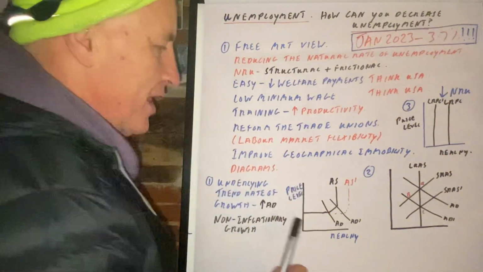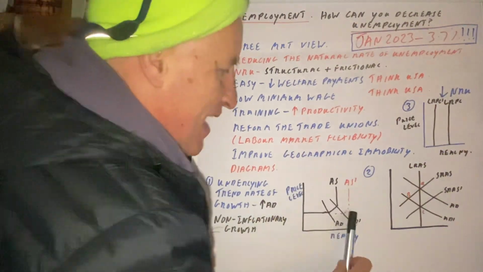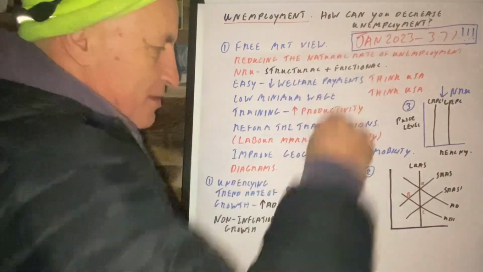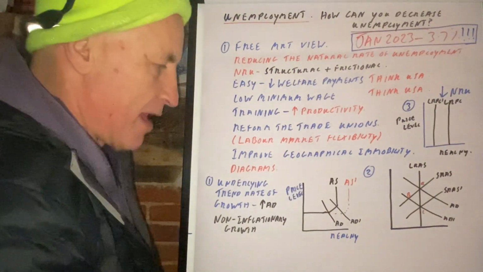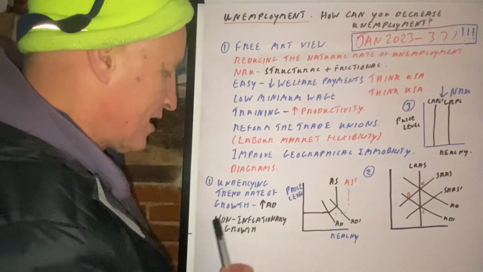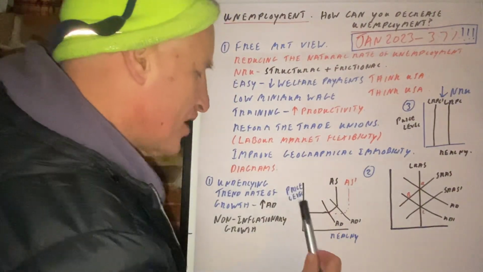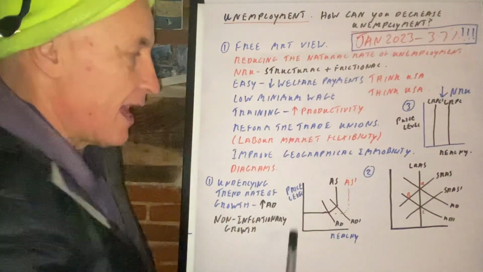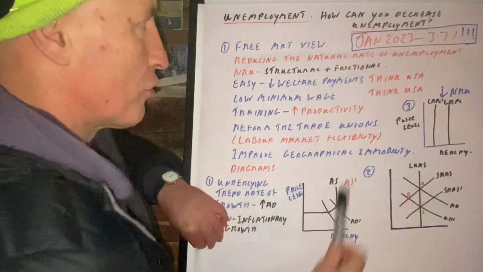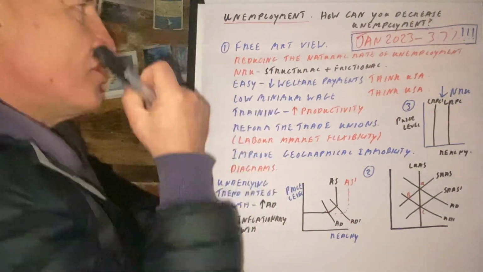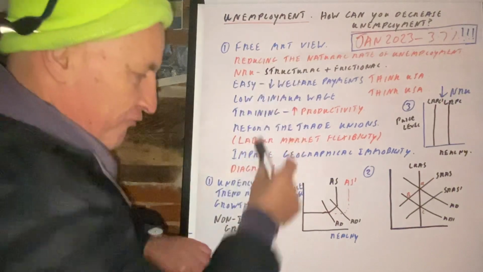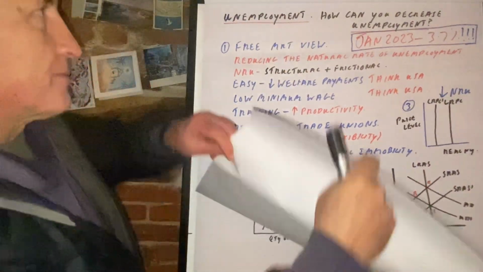And the other one is here, if we increase AS through free market supply side policies, Keynesian diagram, then we can also increase AD and we can create non-inflationary growth, because if you increase the underlying trend rate of growth over here, then you can run the economy at high levels of demand. Unemployment. So you can decrease unemployment through free market economics.